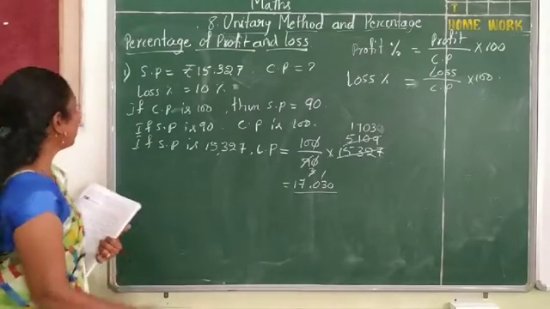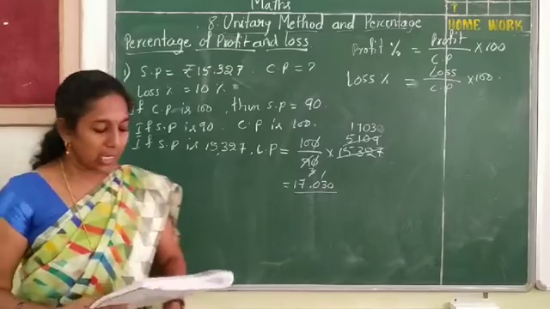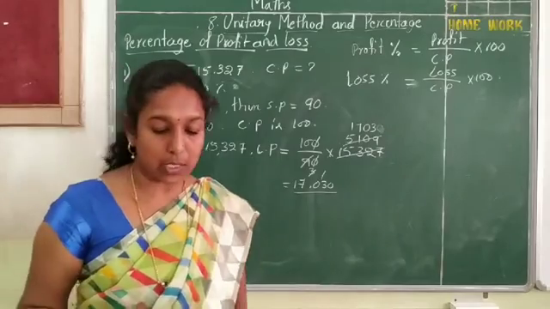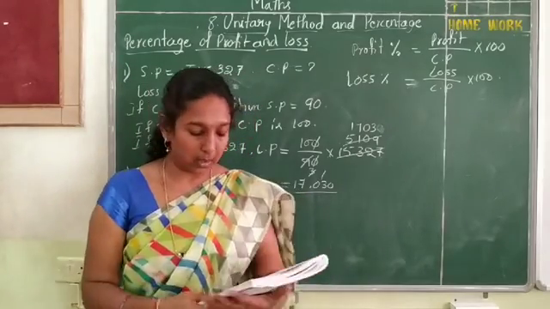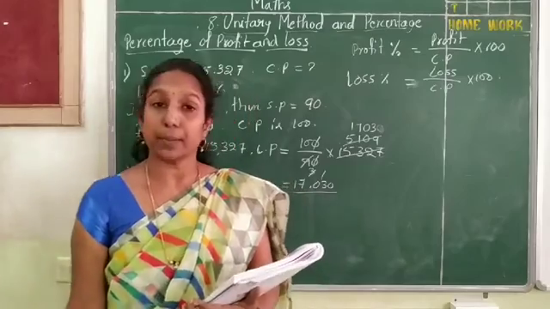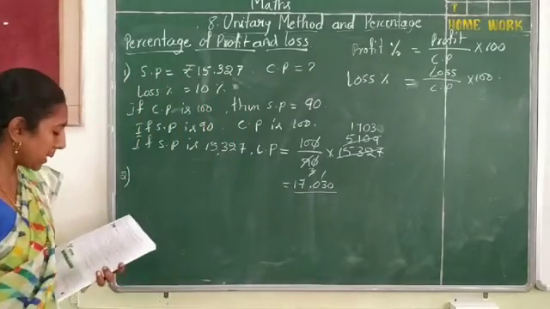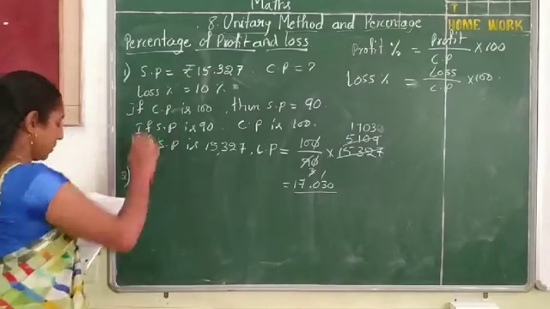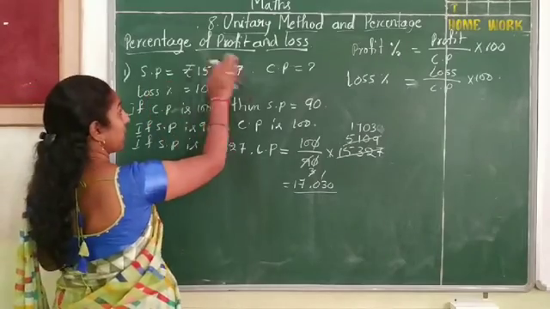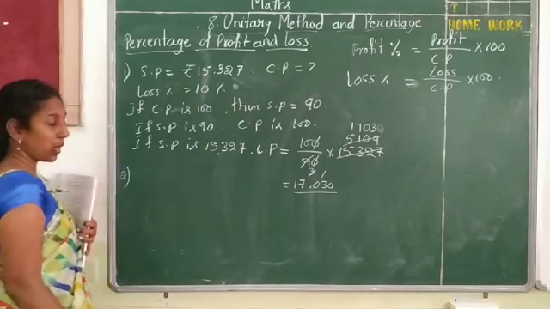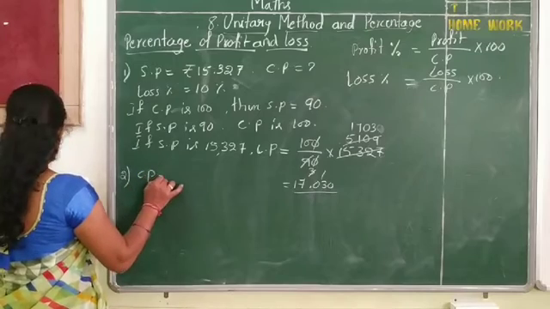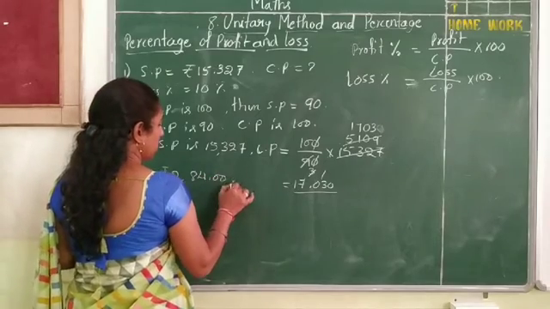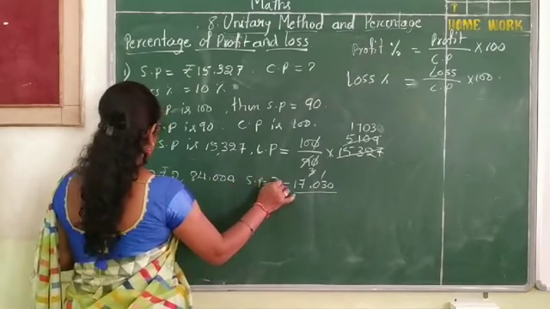Now let us take another example. A car is bought for rupees 2,84,000 and sold at a profit of 12.5%. What is the selling price? In the same pattern, but here the profit and the cost price are given, and they are asking for the selling price. So here the cost price is rupees 2,84,000 and we have to find the selling price.